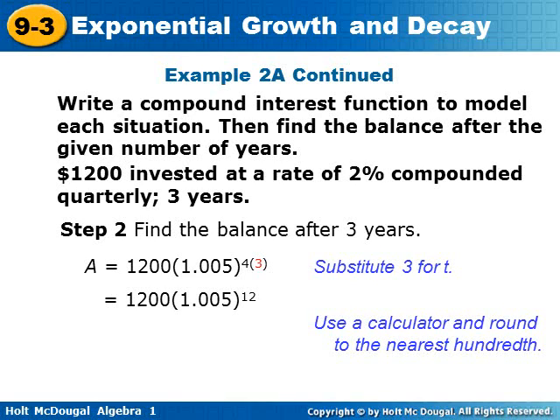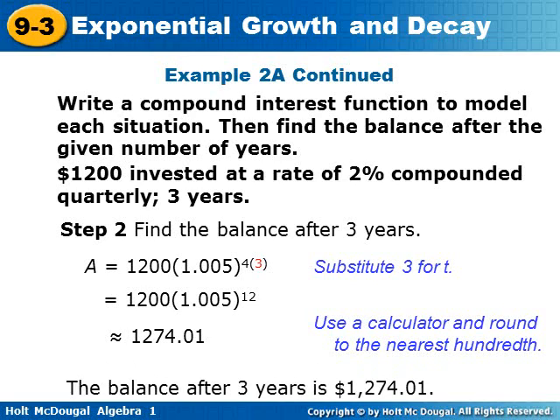We're dealing with money. So we get 1,200 times 1.005 times itself 12 times, and then we would multiply that by 1,200. We get 1,274.01. So the balance after 3 years is $1,274.01.